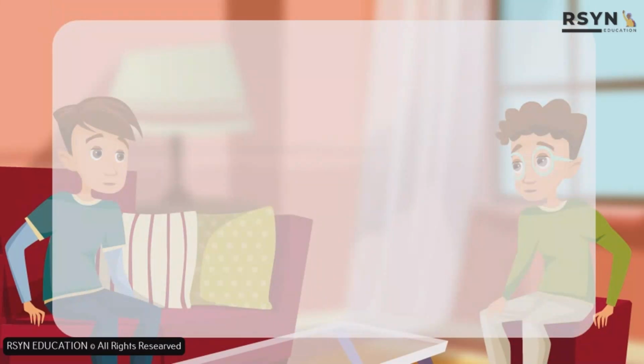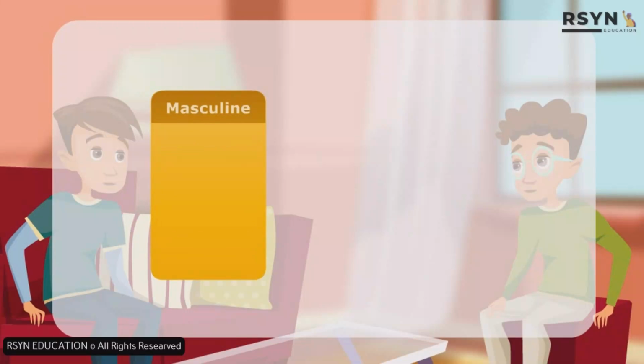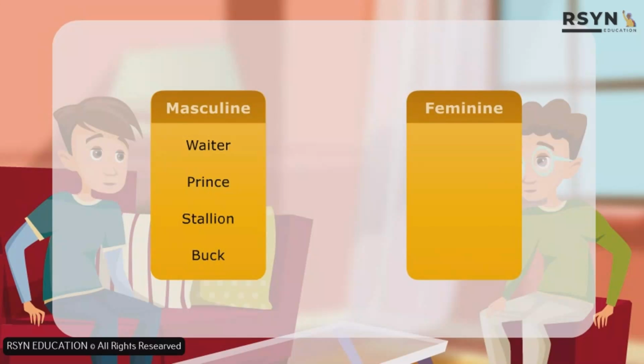Here is a list of some masculine and feminine nouns. Masculine: waiter, prince, stallion, buck. Feminine: waitress, princess, mare, doe.